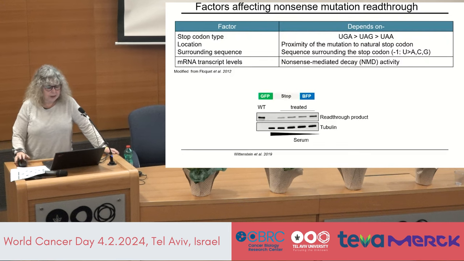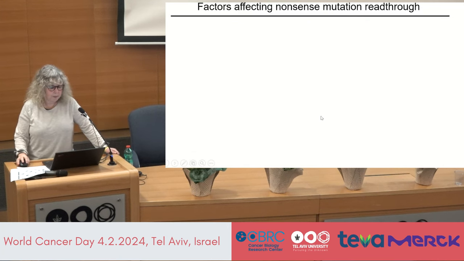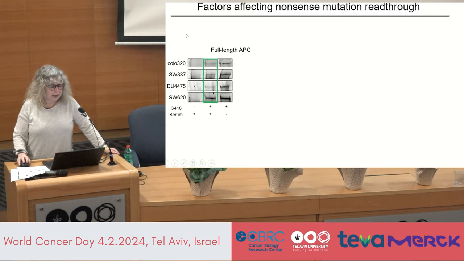And one thing we found is if we take cells and starve them or reduce the serum levels, we see increased levels of read-through. Again, here we are using our reporter assay. We see that when the serum levels are decreased, we see higher levels of read-through. We went back to the colorectal cancer cell lines, and here is an example of 4 cell lines that express no endogenous APC due to the nonsense mutation. We add antibiotics, and now we get restoration of APC expression, and reducing serum level even increases the levels of APC.